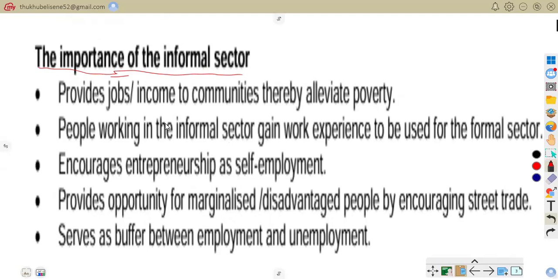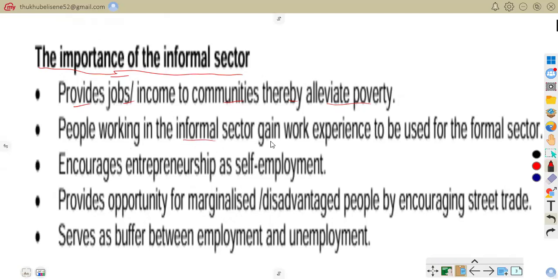As it says, it provides jobs and income to communities, thereby alleviating poverty. Meaning they help reduce poverty. Example, selling vegetables to earn money. So you're trying to fight poverty.